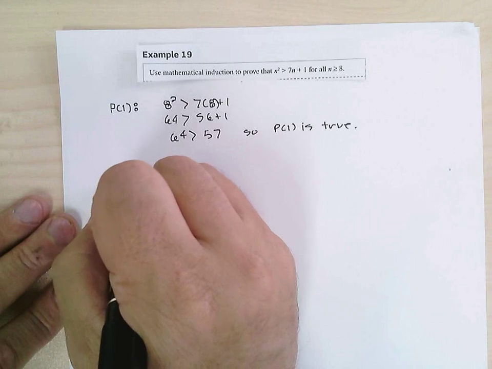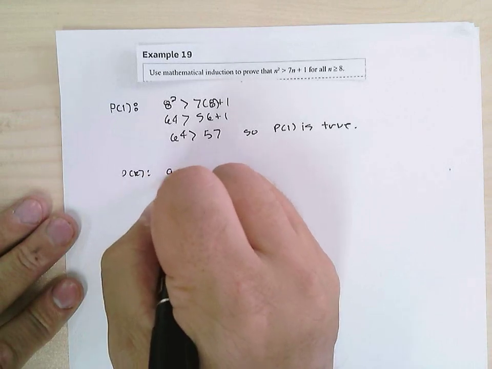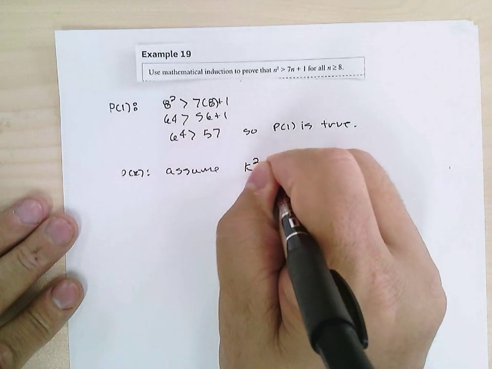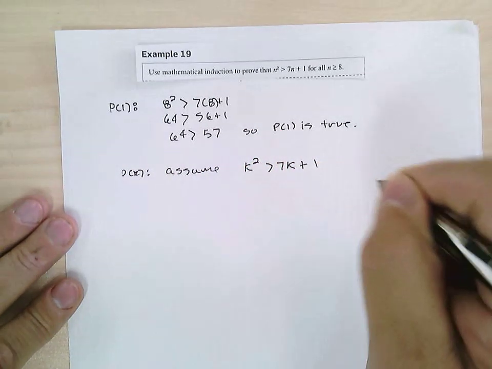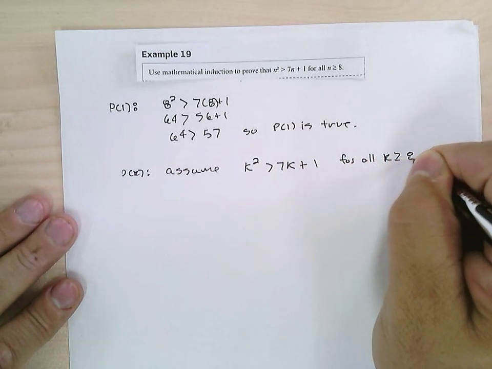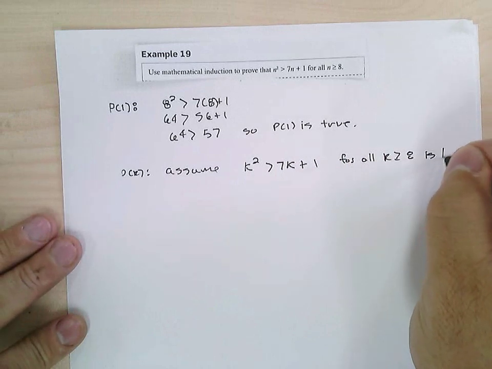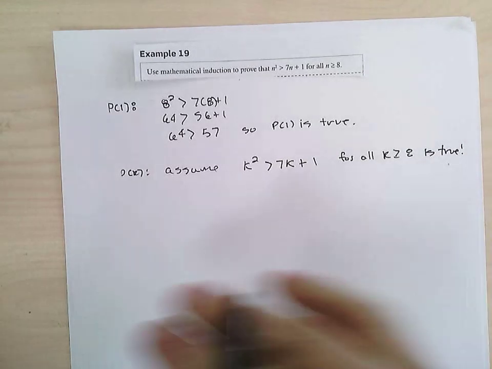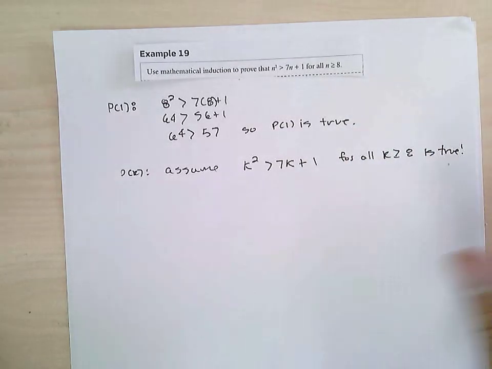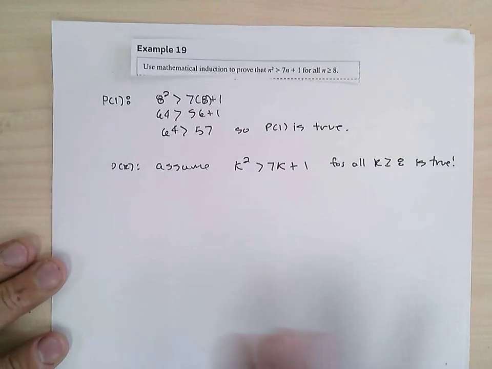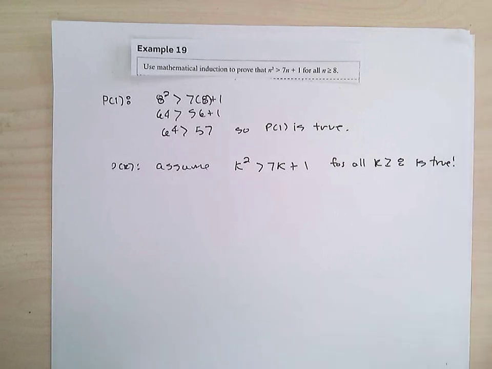Now the second step is P of k. I need to assume that k squared is greater than 7k plus 1 for all k greater than or equal to 8 is true. It's very important that you do this part right here. Eliminating anything so far right now could cost you points on your IB exams. So the first two steps are the easiest. Think of it as long as you follow these three methods, just easy points, right?